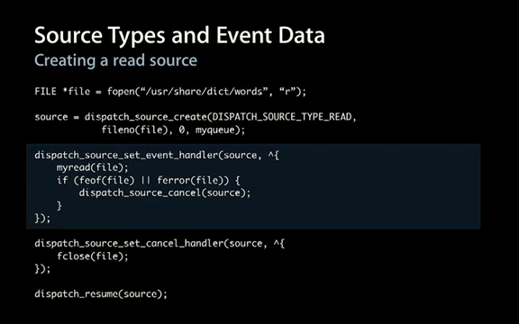Maybe we've reached the end of the file. Maybe we've reached some non-recoverable error. So we know we don't need to read any additional data from this file. It won't succeed. So we can go ahead and cancel the event source. Now we're not going to get any more callbacks.